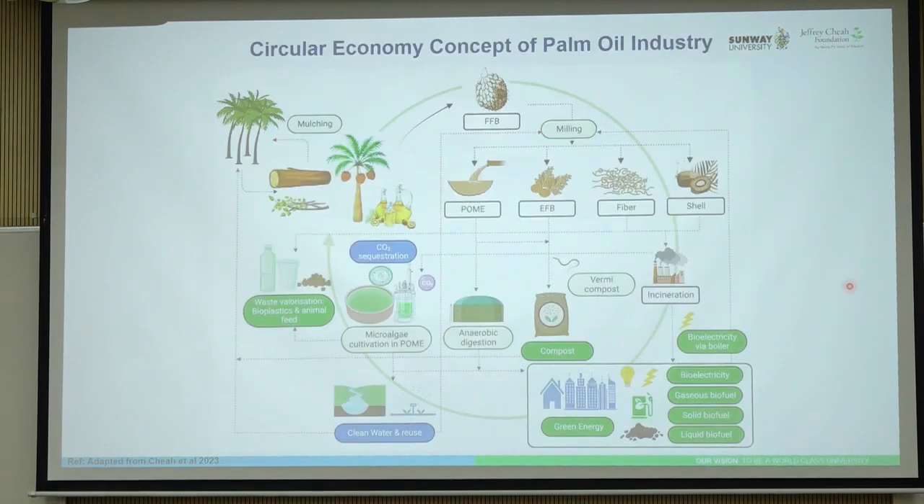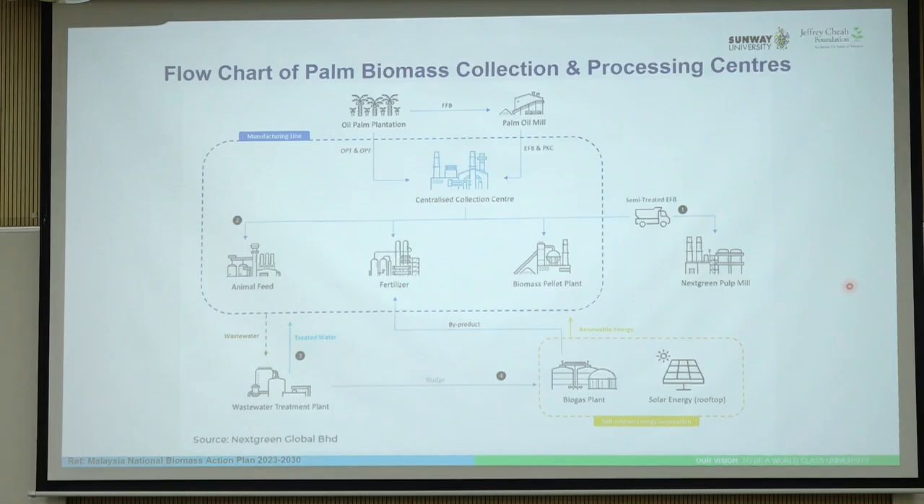So this one is more on the circular economy. This one I played for the Malaysian National Biomass Action Plan. We have the action plan. Yesterday I told you we have the action plans for 2023 to 2030: how we are going to utilize the biomass available in Malaysia to produce biofuel, bioenergy, and some value-added products, not necessarily energy-related products.